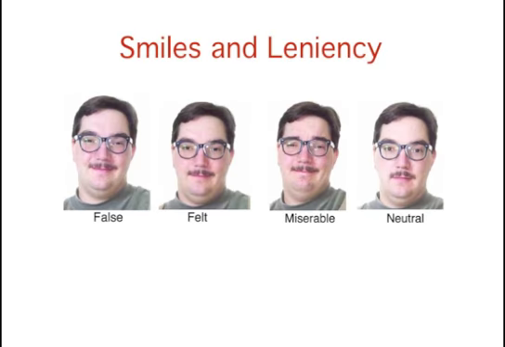ANOVA is used to test general rather than specific differences among means. This can be seen best by example. In the smiles and leniency case study, the effect of different types of smiles on the leniency shown to a person was examined. 4 different types of smiles, neutral, false, felt, and miserable, were investigated to see how they might attenuate judgments of possible wrongdoing.